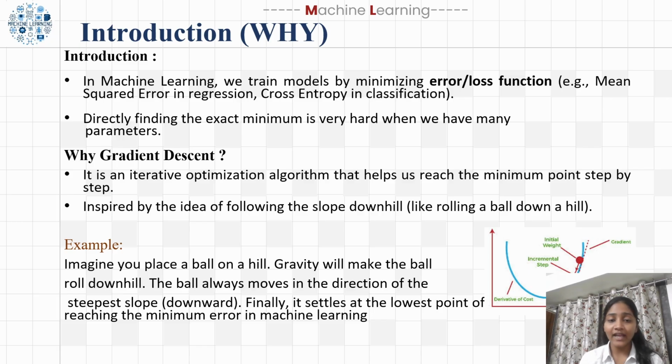This idea is inspired by the slope downhill. So what is this slope downhill? A ball rolling down a hill. Imagine you place a ball on a hill. Gravity will make the ball roll downhill. The ball will always move in the direction of the steepest slope, downward. Finally it settles at the lowest point, reaching the minimum error in machine learning. That's the general concept, and then we use it in our model training in a mathematical way.